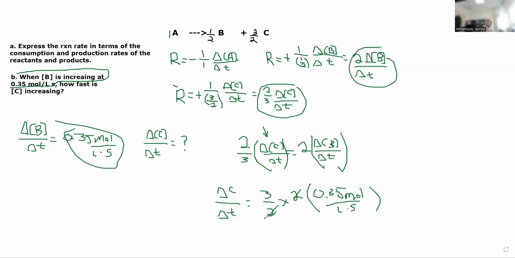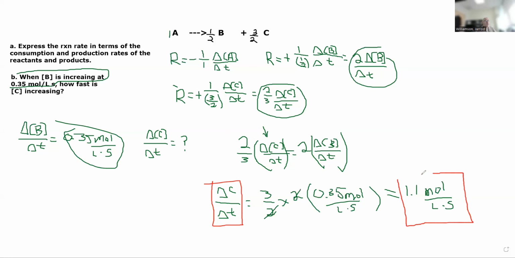Get my calculator out. 0.35 times 3, and I'm going to have 1.05, which will be 1.1 moles per liter per second. That's delta C over delta T, the rate at which C is increasing, equal to that number.